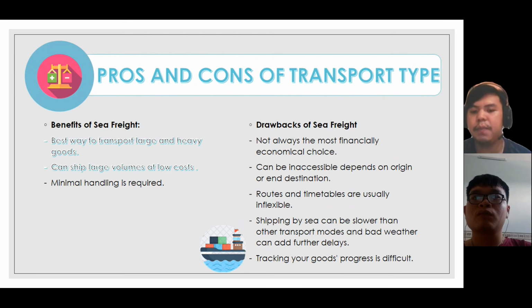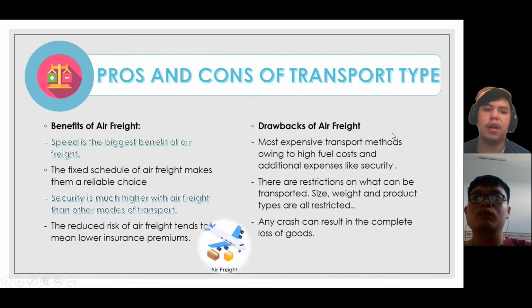Shipping by sea can be slower than other transport modes, and bad weather can add further delay. And tracking your progress is very difficult. Next one are the air freight, which speed is the biggest benefit of air freight. And the fixed schedule of air freight makes them a reliable choice if you are finding a reliable transport method.